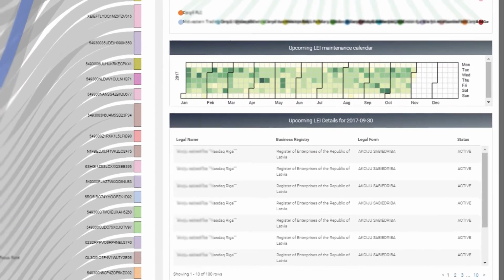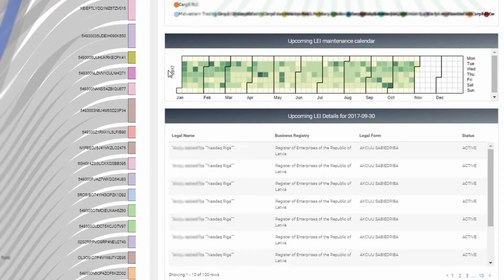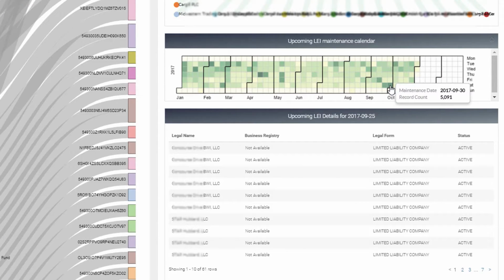From the same large dataset, we can derive more value. Down here, we captured the next maintenance date of all the accounts and laid them out in a calendar. The darkness of the squares represents the volume of accounts coming up for changes. This would be helpful for resource planning. On September 25th, there are only 61 accounts coming up for maintenance. But later that week, there are 5,000.